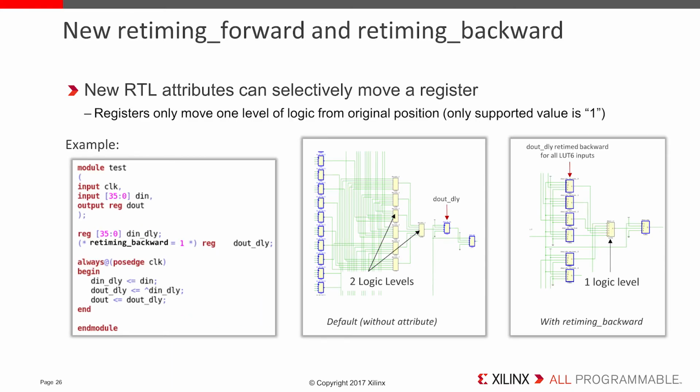New retiming attributes can now direct the tool to selectively move registers backward or forward from the original position. It should be noted that registers only move one level from the original position as shown in the example here.